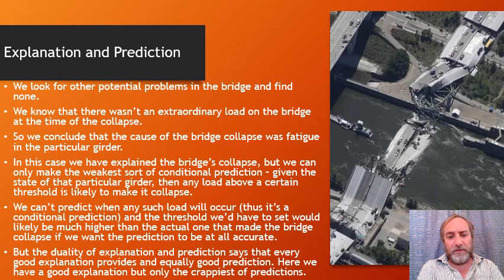So this example seems to show that what counts as a sufficient explanation doesn't have to give us predictions. Right? Usually a perfectly good explanation, if it predicts at all, only does so in the really weakest sense.